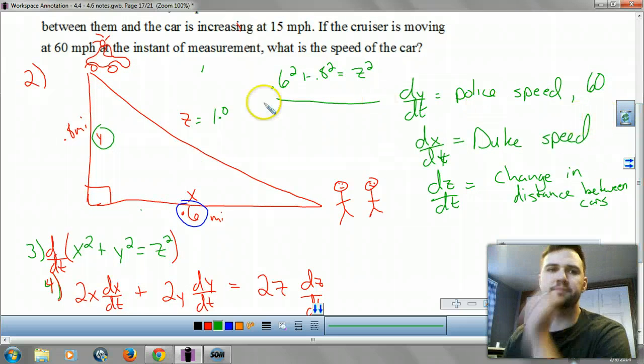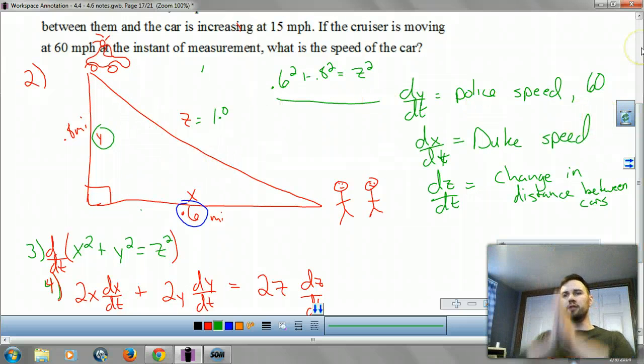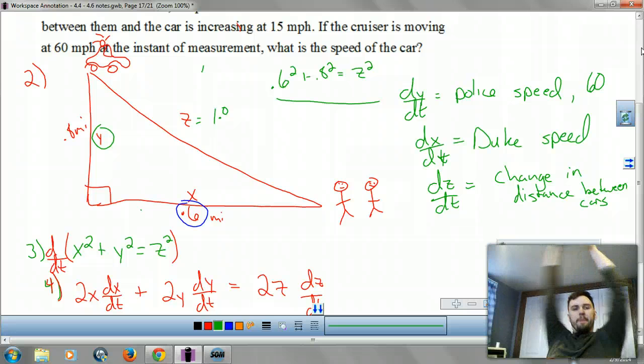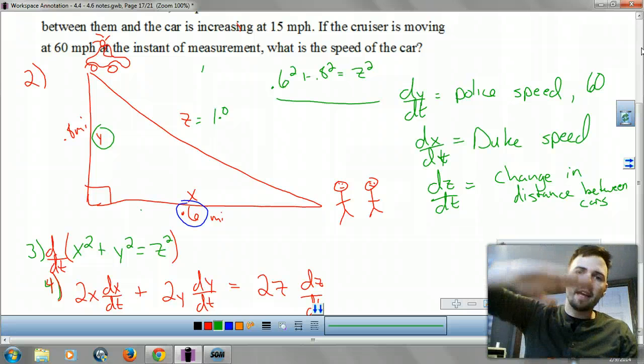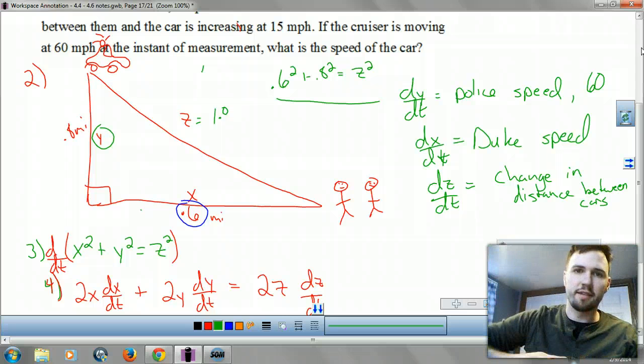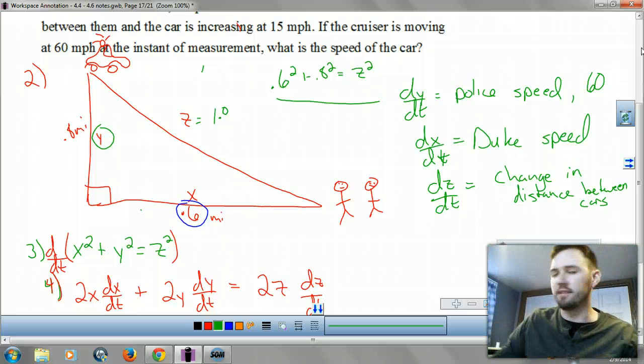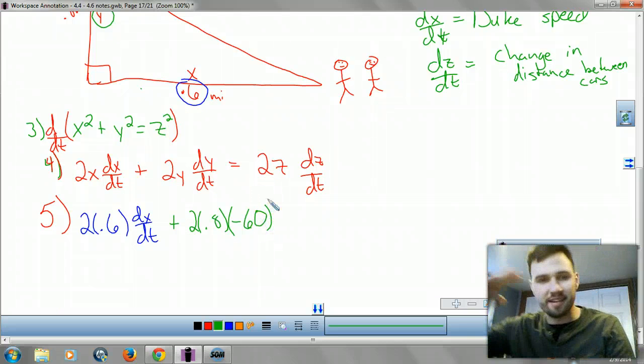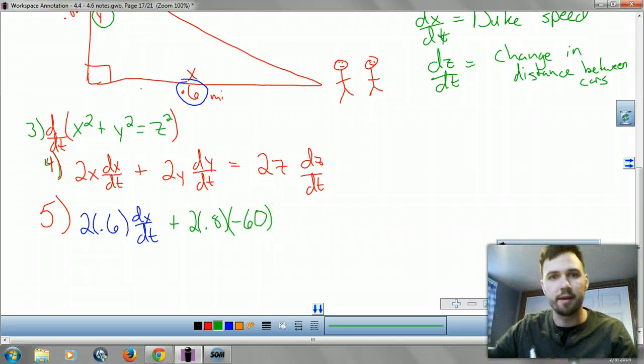But now, this is where it gets really, really tricky. Now, are they increasing that distance or decreasing that distance on that y? They're decreasing it. So their speed, I should say velocity, is actually going to be negative 60, because that distance is getting smaller. Okay?